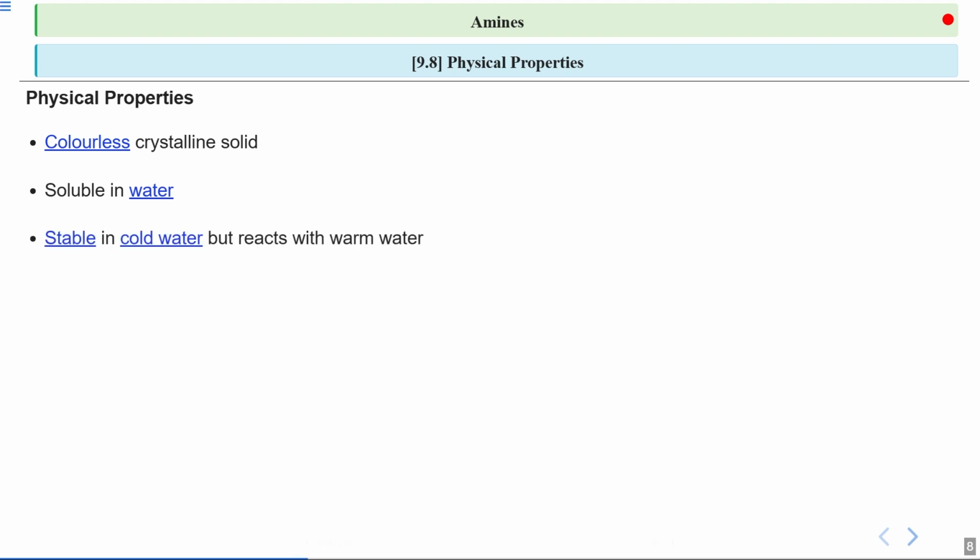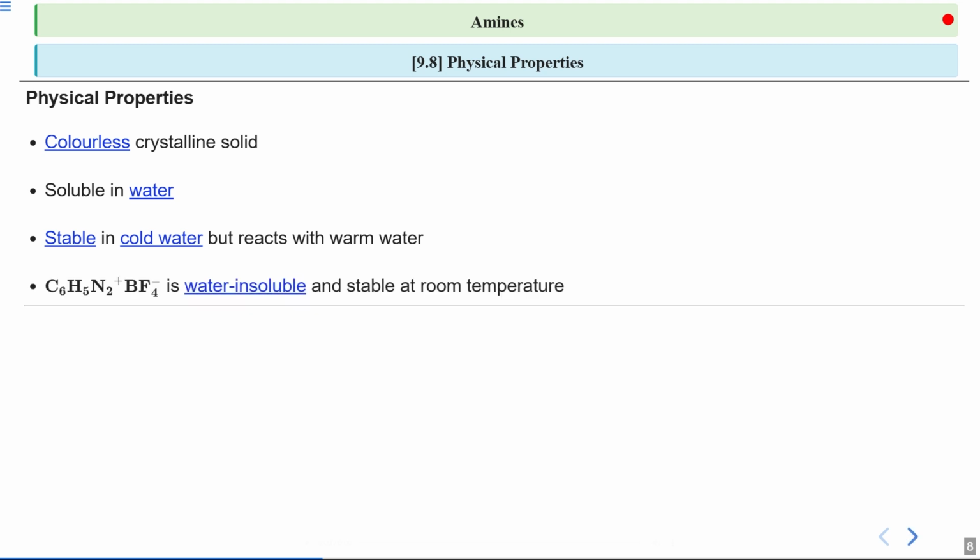Next property is that amines are stable in cold water but react with warm water. This tells us that temperature can change how amines behave. In cold water, they don't react, but if you heat the water, a reaction can occur. So this is a good example of how temperature affects chemical stability.